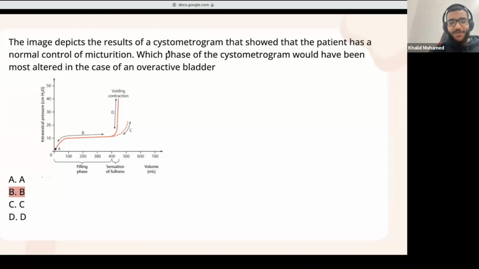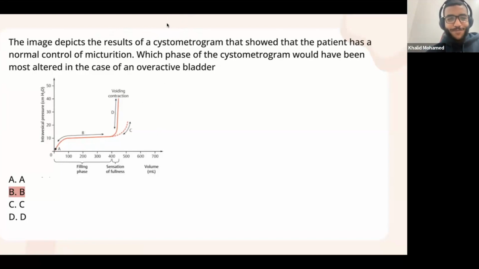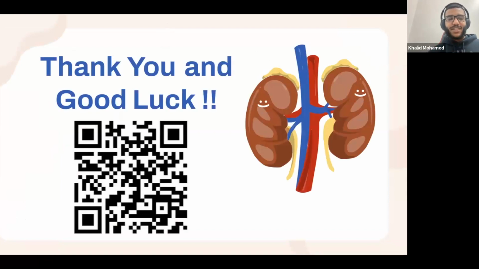He said pay attention to this part here. This is the question he's going to ask. So this was it. Does anyone have any questions?